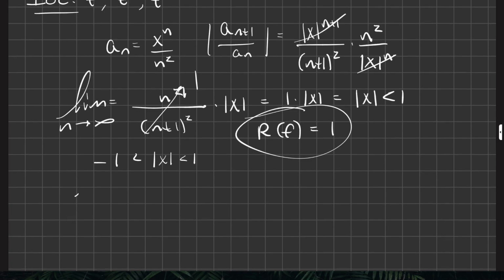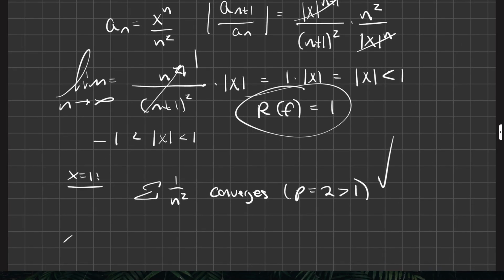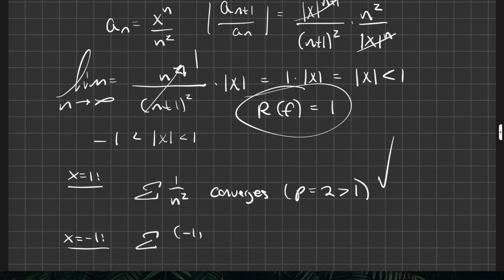Okay, so let's look at the endpoints. When x equals 1, we just get 1 over n squared. This converges. It's a p-series with p equals 2, greater than 1. Okay, we're good at this endpoint. Now x equals negative 1. We get negative 1 to the n over n squared. This converges absolutely. We don't even need to use an alternating series test. It converges absolutely.